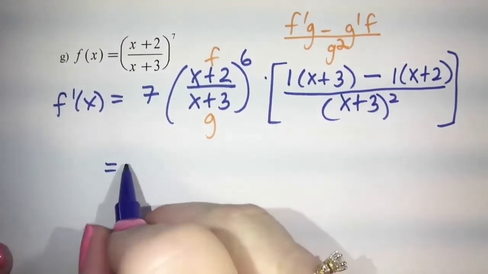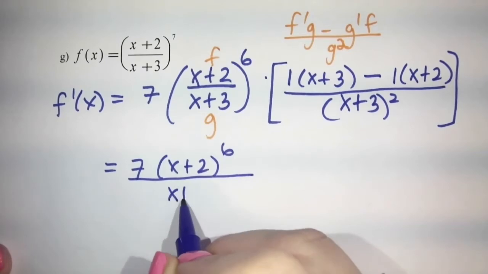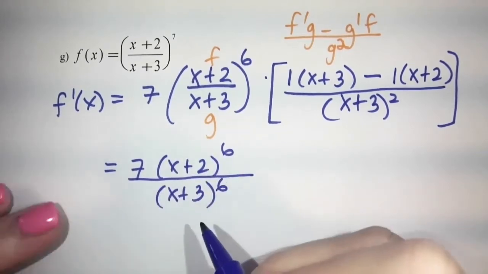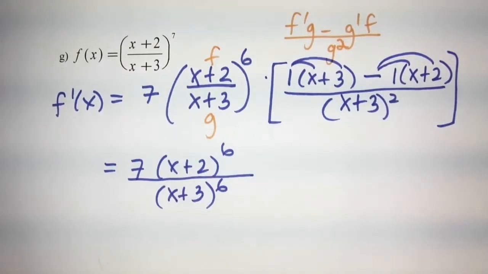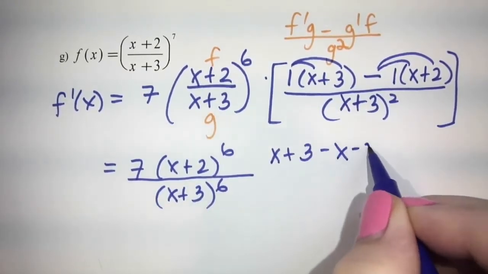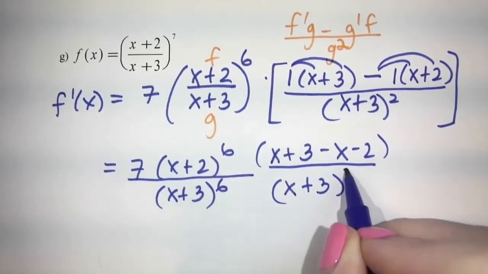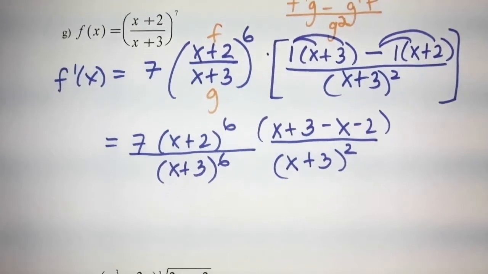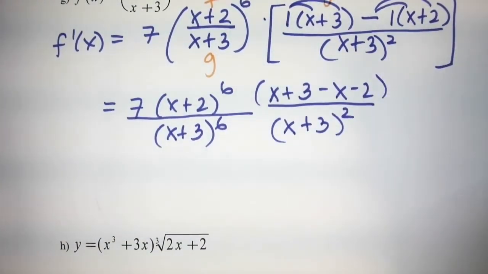So we'll leave this for a sec. We'll write this as (x plus 2) to the 6 over (x plus 3) to the 6. And when we multiply this out in the bracket here, we've got x plus 3 minus x minus 2. And we've still got the (x plus 3) squared on the bottom. So in this case of the brackets here, the x and the negative x would cancel, and we have 3 minus 2 is just going to be 1.